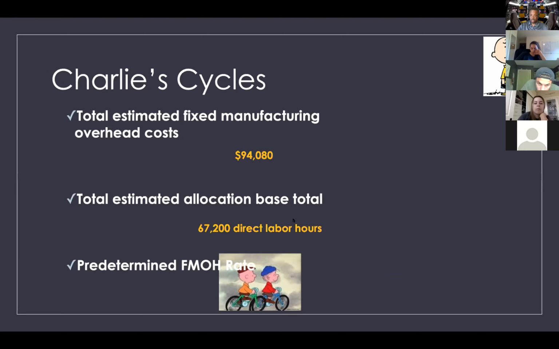And so if we take the 94,080 divided by 67,200, we get $1.40 for every direct labor hour.